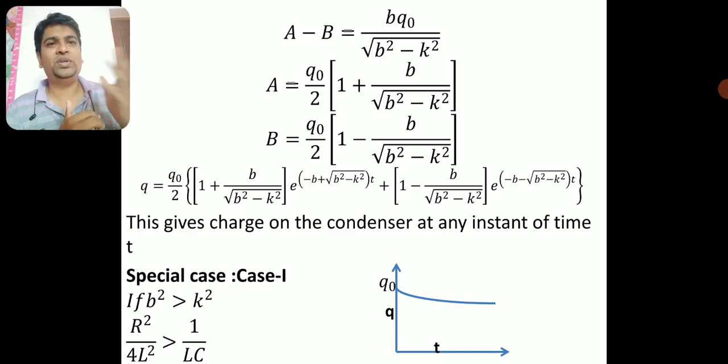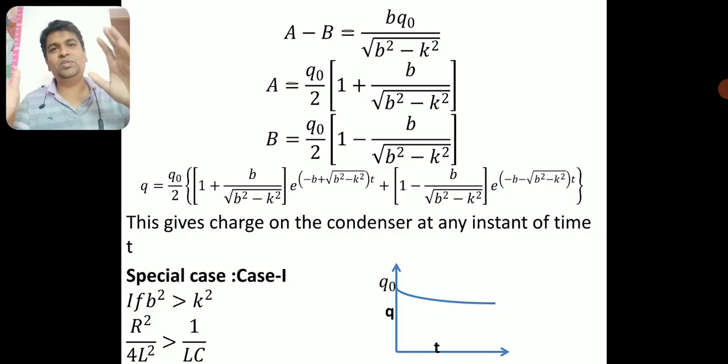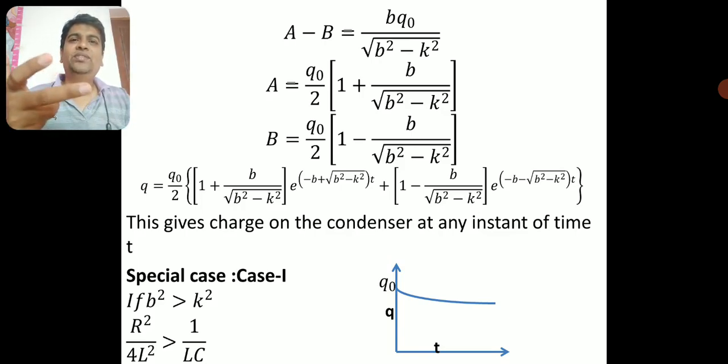Q naught by 2 into 1 plus b by root of b square minus k square, and b is q naught by 2 into 1 minus b by root of b square minus k square. Now you go back to the charge equation and substitute for a and b. You will get a very big equation after substituting a and b in the charge equation. This is the final equation.